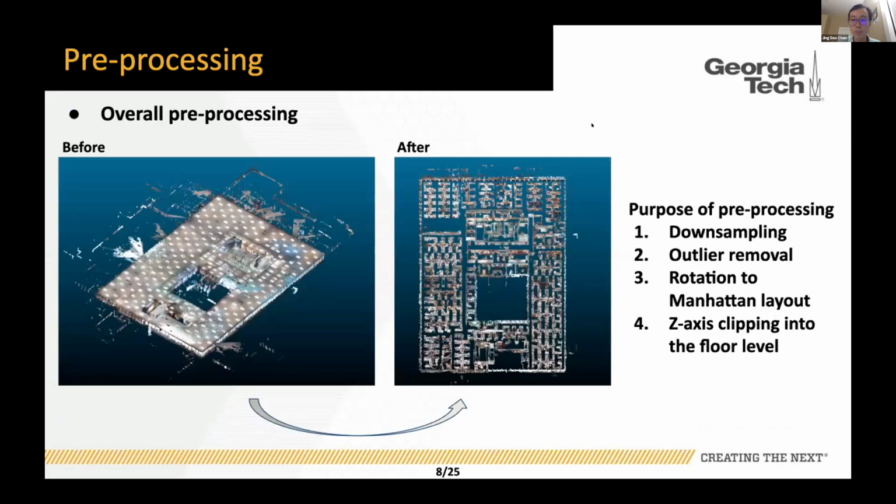The first step that we perform is point cloud pre-processing, and the purpose of this step is to normalize the point cloud input into a standardized format that would help out the later processing stages. Under pre-processing, we have four main stages, which are downsampling, outlier removal, rotation to Manhattan layout, as well as Z-axis clipping.